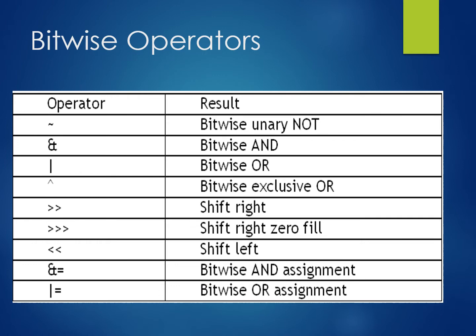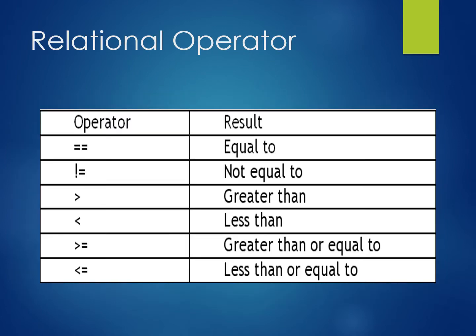Now we come to the bitwise operators. So bitwise operators include bitwise unary not, bitwise and, bitwise or, bitwise exclusive or, shift right, zero fill, shift left, bitwise and assignment, bitwise or assignment. Now relational operators. So relational operators have equal to, not equal to, greater than, less than, greater than or equal to, less than or equal to. So that is for relational operators.